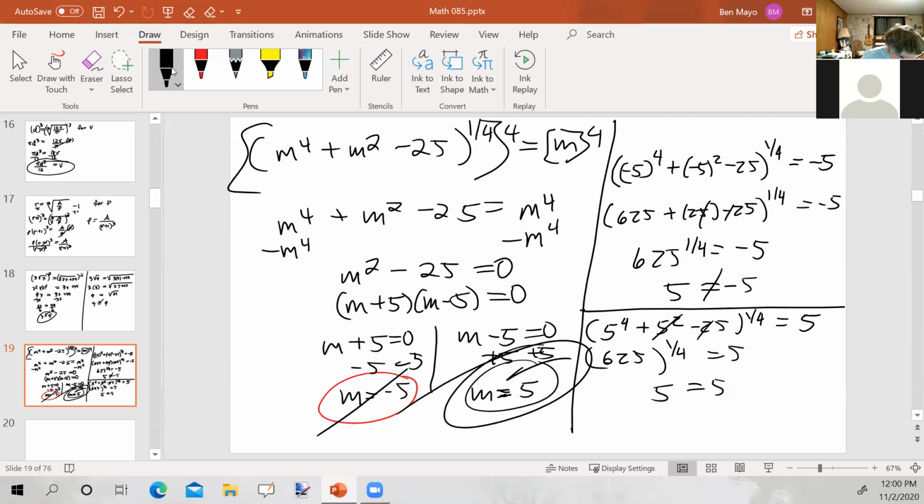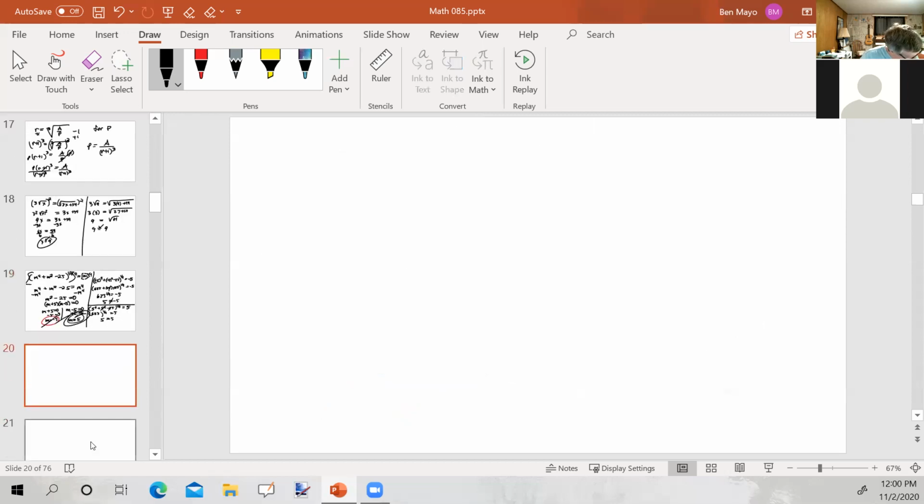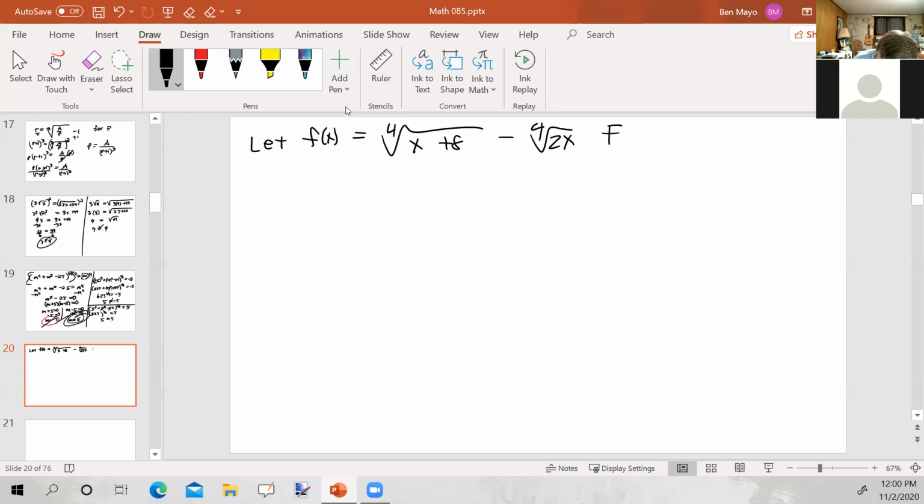Okay, now this says, I want to do this one. It says, let f of x equal the fourth root of the quantity x plus 8 minus the fourth root of the quantity 2x. Okay, then it says find all values of x for which f of x equals 0.